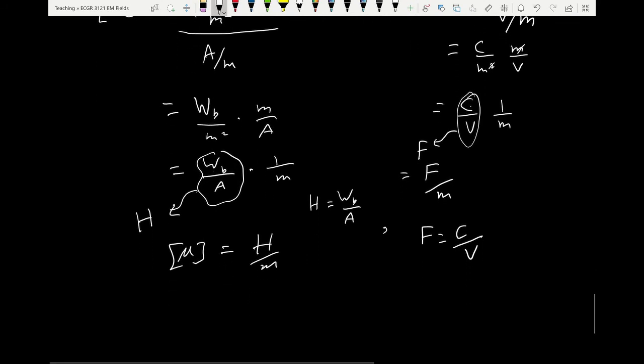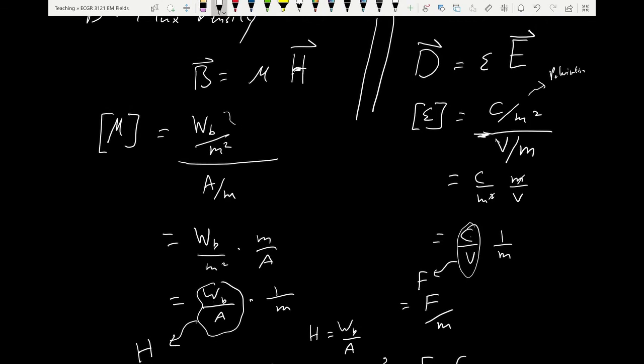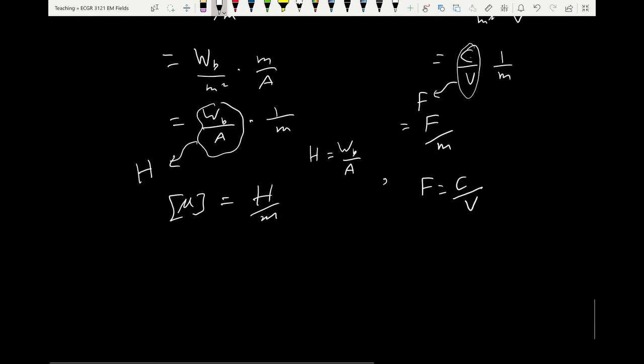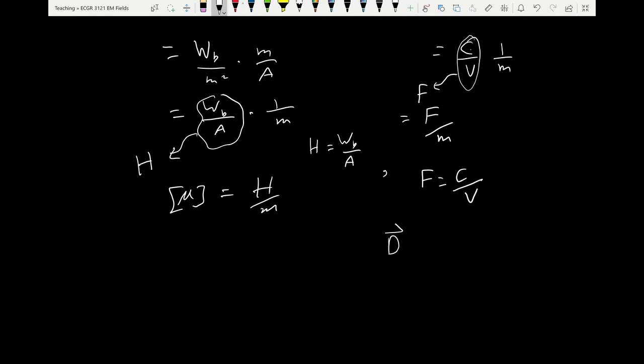Of course, the other common unit instead of Weber per meter squared is Tesla. So Tesla is the flux density, right? And just like if we take D and we integrate it over a surface, we get something called the flux instead of the flux density. You get the current density, you integrate it, you get the total current. You get the flux density, you integrate it, you get the total flux, right?